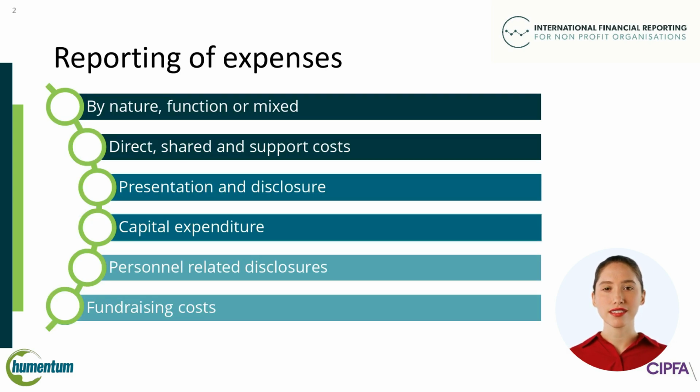It will cover the analysis of expenses by nature, function, or a mixture, and outline the cost allocation principles to calculate direct, shared, and support costs. We will explain the presentation and disclosure requirements for expenses, and touch on the treatment of capital expenditure. We'll also describe the proposals in relation to personnel costs and fundraising costs.